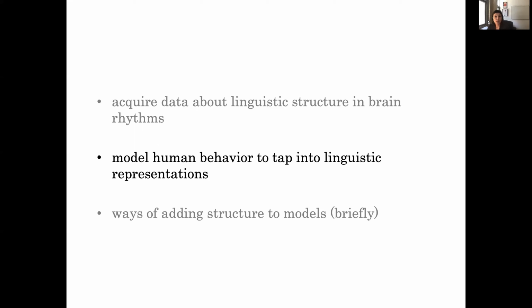All right, so now I'd like to say a little bit more about our medium-term goals. So we've talked about how we acquire data about structure and brain rhythms, and given one example. But now I want to talk a bit about how we've been trying to validate some of our computational models against human behavior. And then again, I'll return to the last part about how we might add structures to existing models.